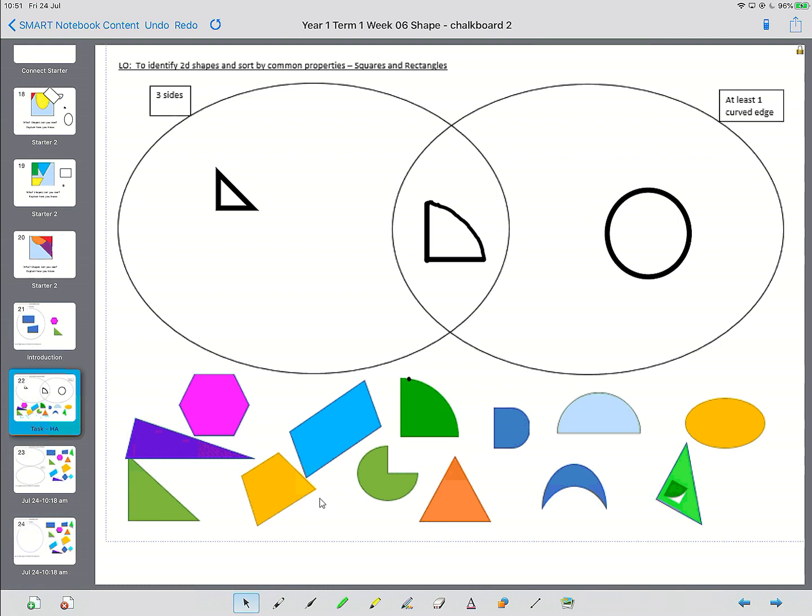And that is the end of today's maths lesson. You've done brilliant, and I hope you've enjoyed finding out about 2D and 3D shapes.